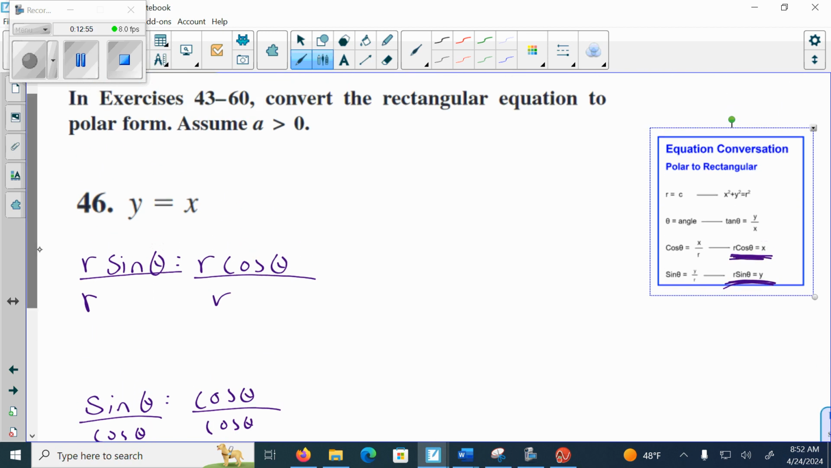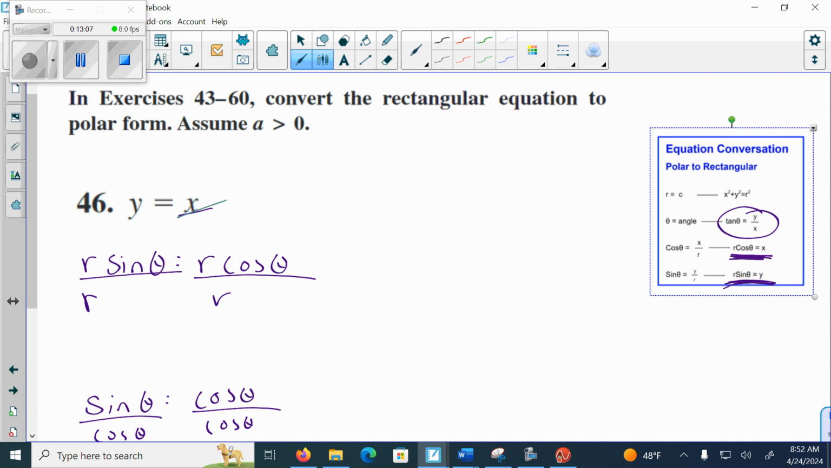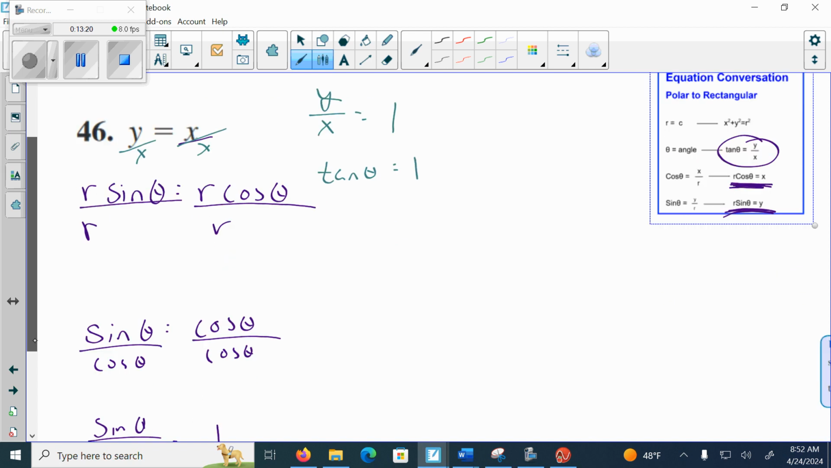Or an easier way to do this, if I would have thought to look at here and say the tangent of theta is equal to y over x, I could have just divided both sides here by x, and I would have had y over x is equal to 1, so then I would say the tangent of theta is equal to 1. That would have been quicker, but I didn't think of it, so I didn't do it.